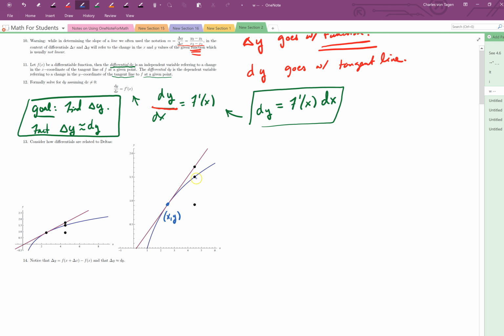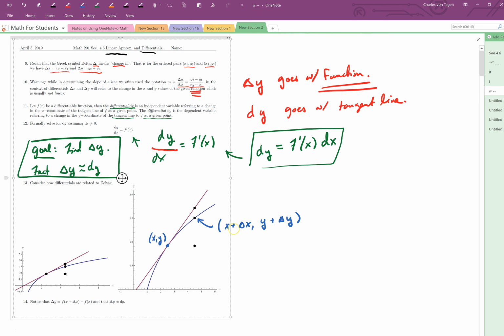Okay, well, I end up at a new x value on the curve and a new y value on the curve. So this is the ordered pair x plus delta x comma y plus delta y. That is the new point on the curve that I arrive at. Okay, and let me see if I can move this. I don't know if it'll let me. Yes, perfect.